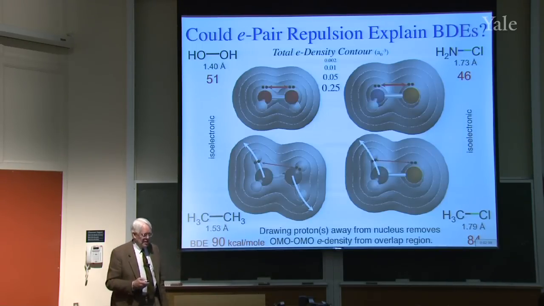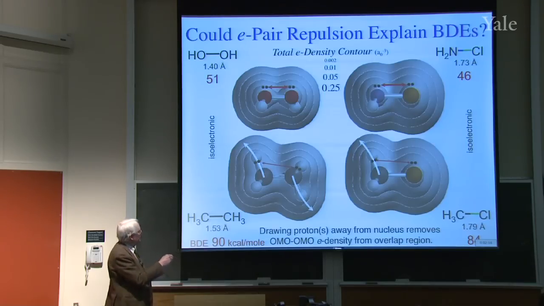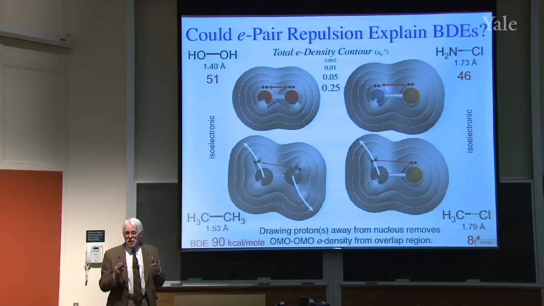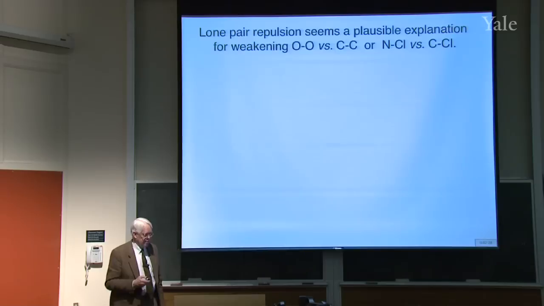Okay? So we would say then that the repulsion between the electrons, which is less in the case where they've been drawn out, might be an important factor in stabilizing the ones where the electrons are drawn out. That was the answer I expected on the exam because we had talked about lone pair repulsion, right? So that seems a plausible explanation for weakening OO versus CC or NCl versus CCl.